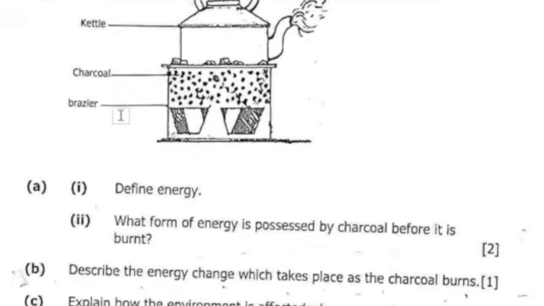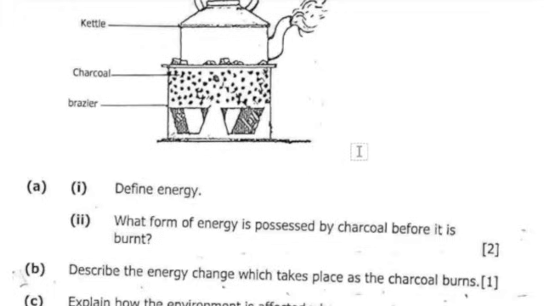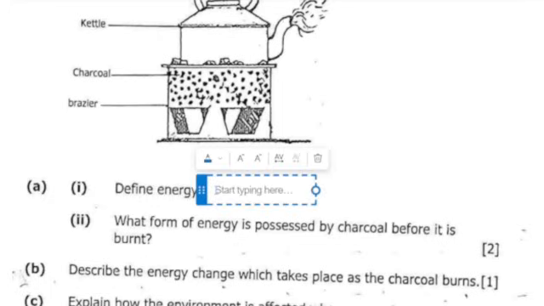So the first question is: define energy. When you hear someone talk about energy, what comes into your mind? So energy is the ability to do work. You don't have to complicate this answer. The ability to do work is called energy.